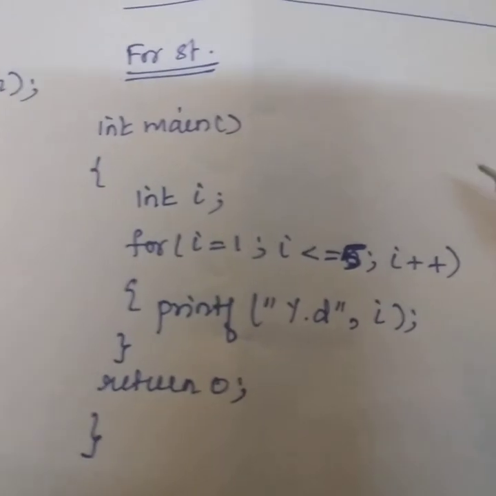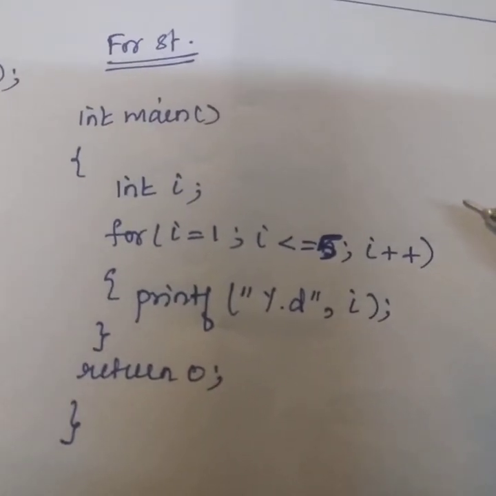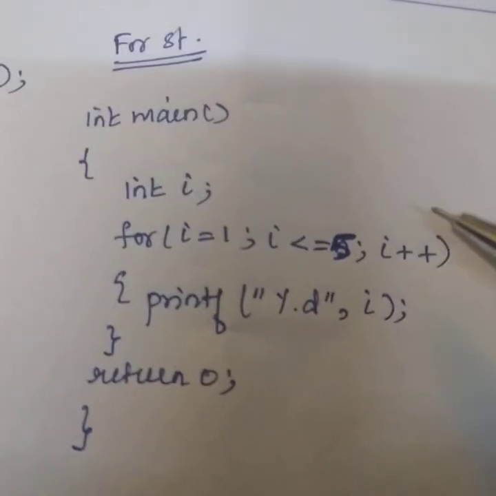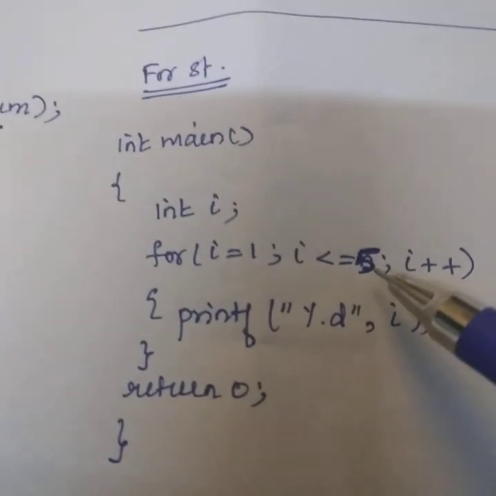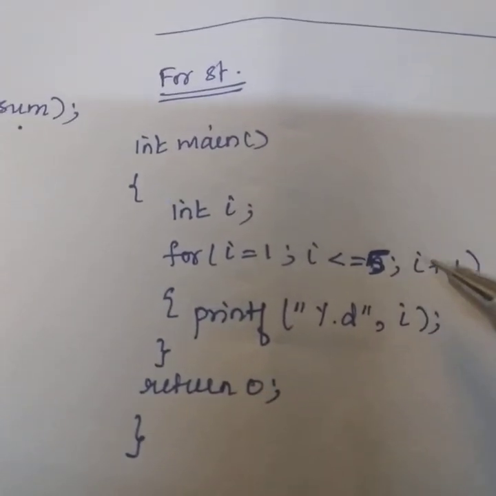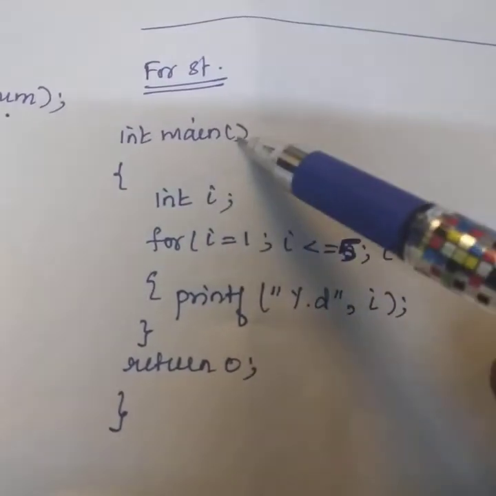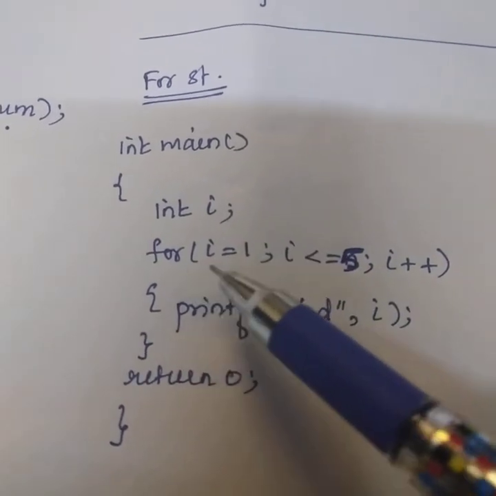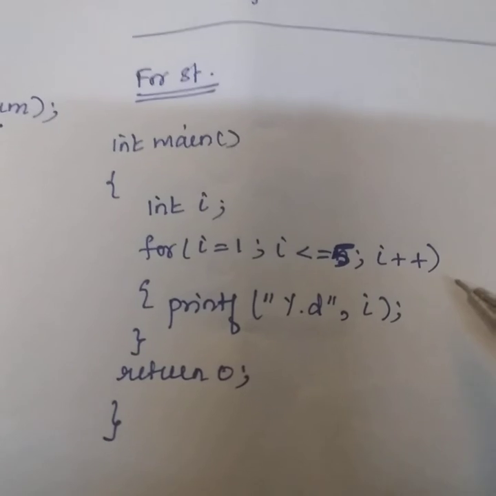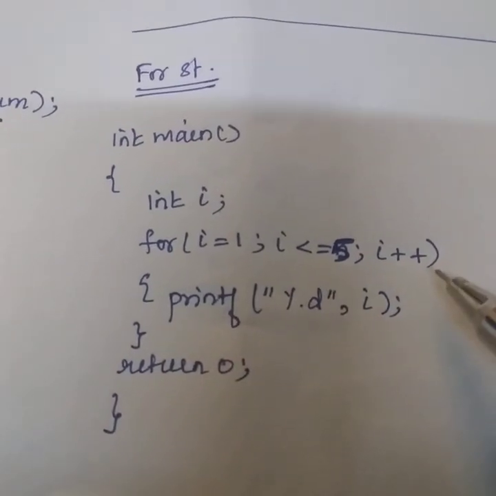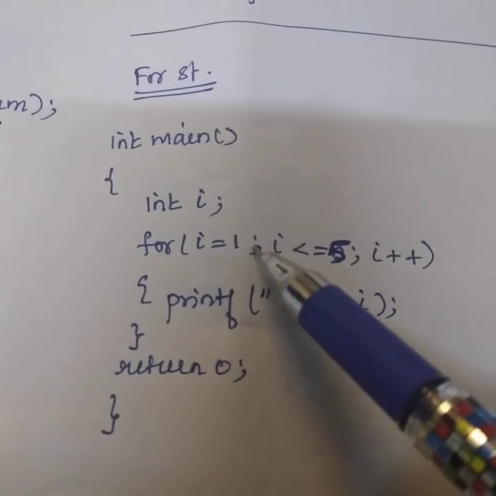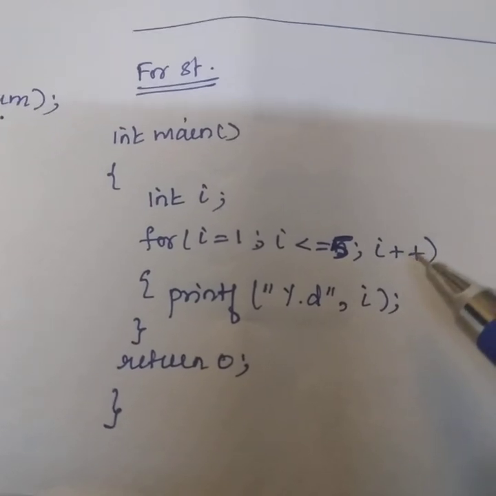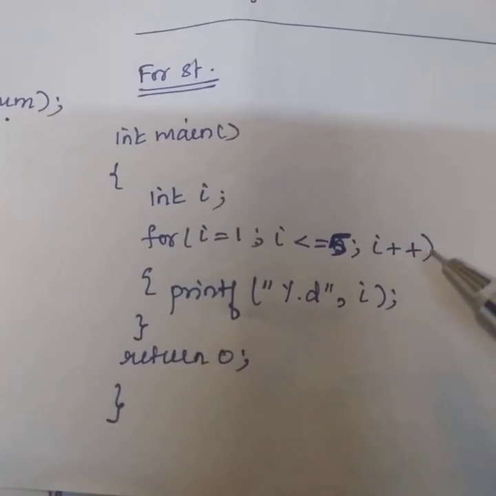The for statement is the most useful statement in any programming. It is used to repeat a specific block of code n number of times. Here it is 5, but usually we put n number of times. Let's see this example. Int main, int i, we are just declaring one integer variable, that is i. We are giving all the conditions in one line. It consists of 3 expressions separated by semicolons: initializing, condition checking, and increment. In some cases it will be a decrement.